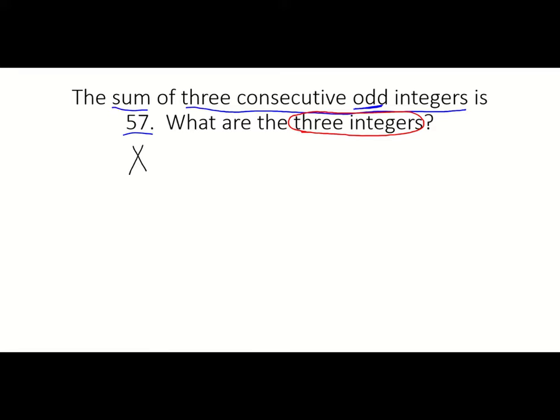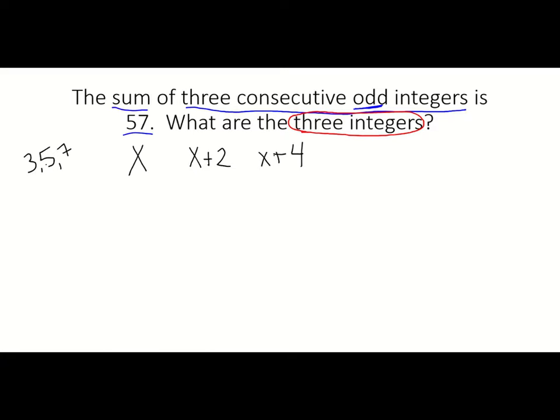The next consecutive odd integer. If I just add 1 to the number, I'm going to have an even integer. So my next consecutive odd integer would be x plus 2. And then my next consecutive odd integer would be 2 more after that. So x plus 4. And if you have trouble visualizing that, think about 3, 5, and 7.